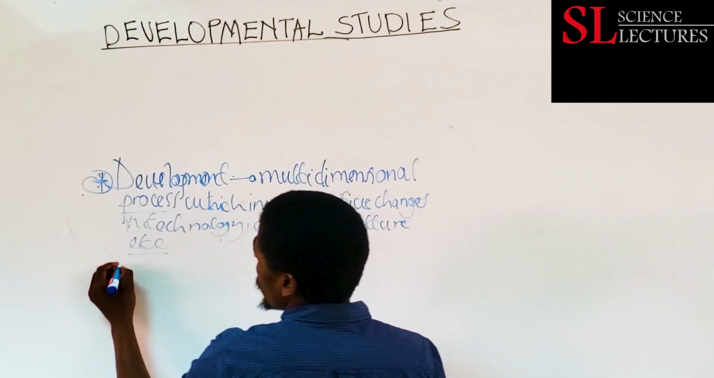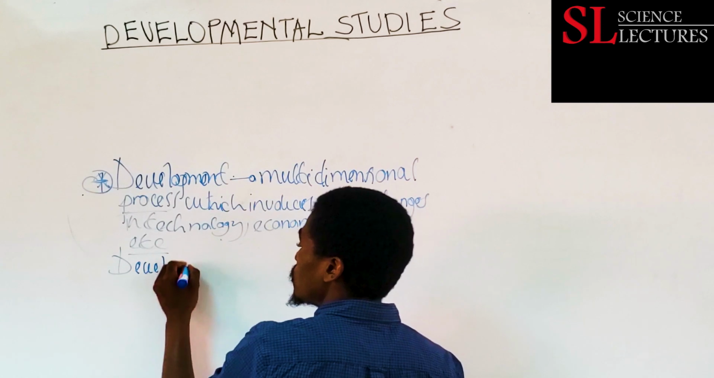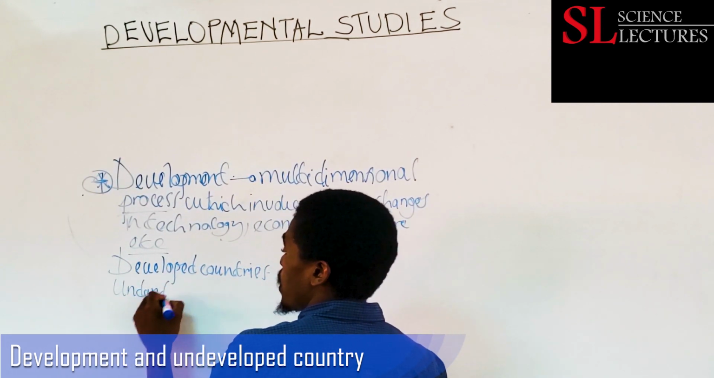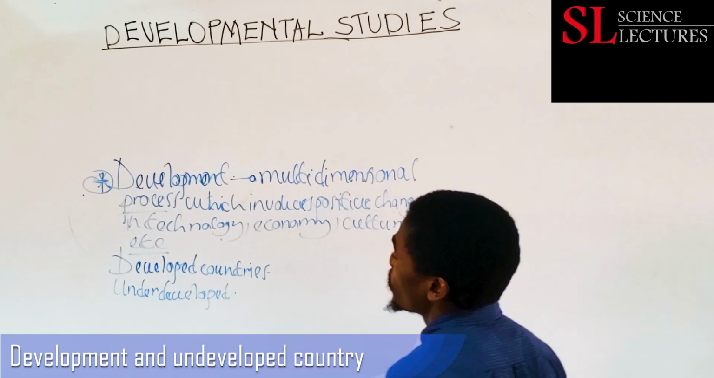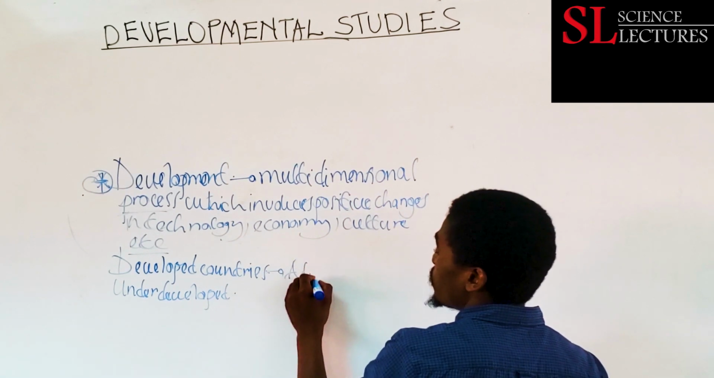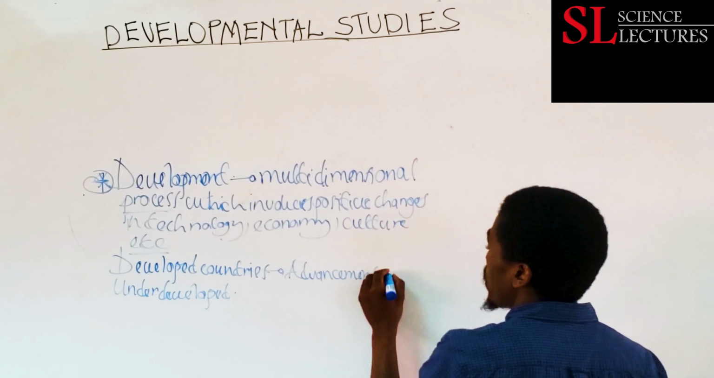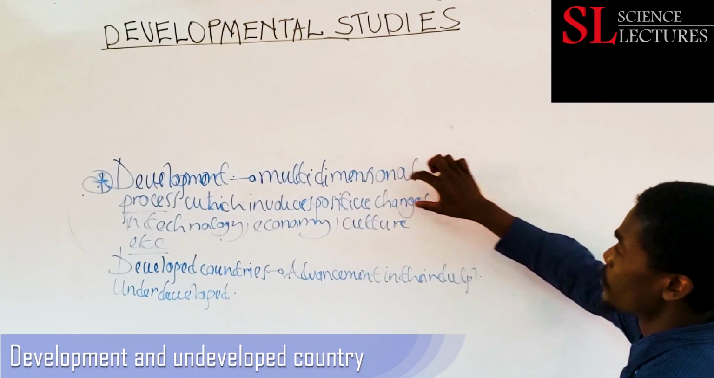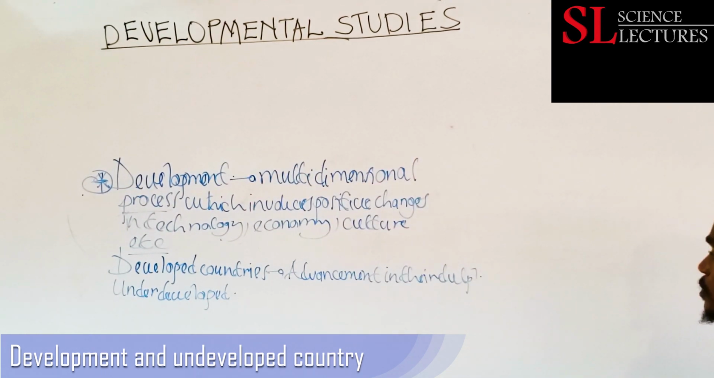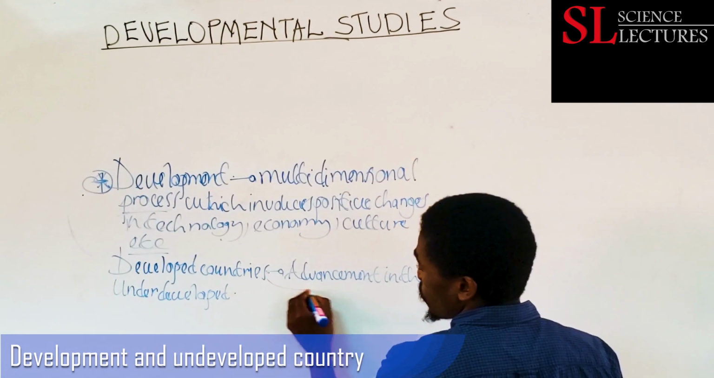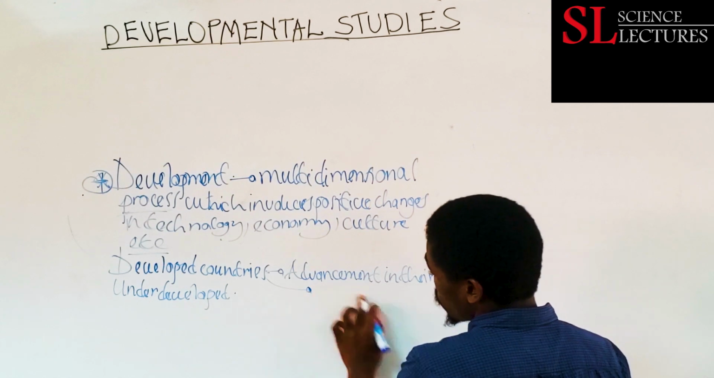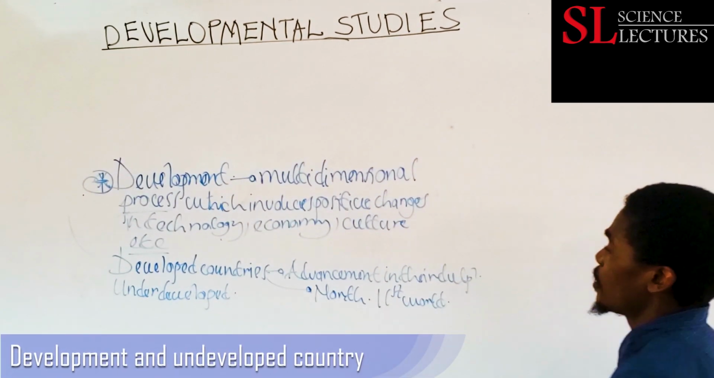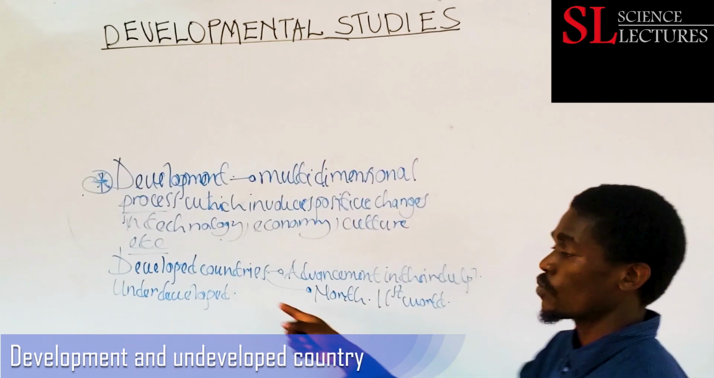When we look at development, we shall see what we call developed countries, and other countries that are underdeveloped. What we need to know about the developed countries is that they have undergone advancement in their development. They have undergone these positive changes by passing through that multidimensional process. They are also known as the North or the First World countries. So when they ask you about the North, they are these countries.